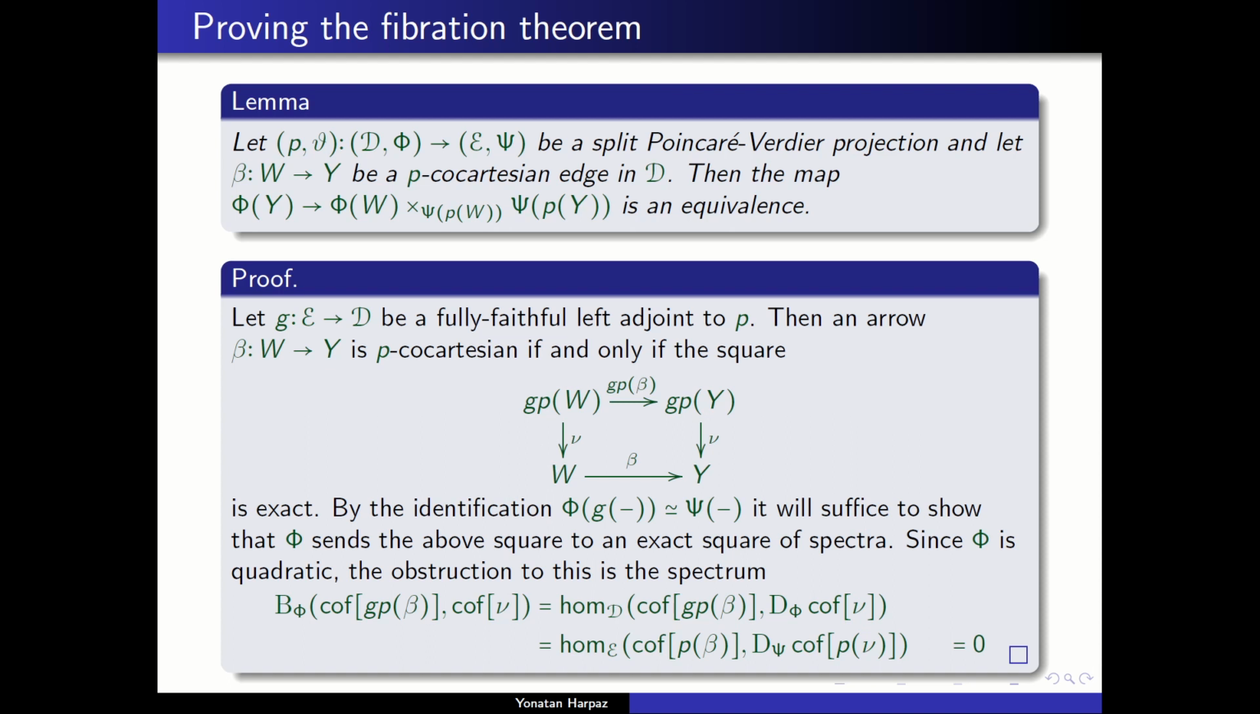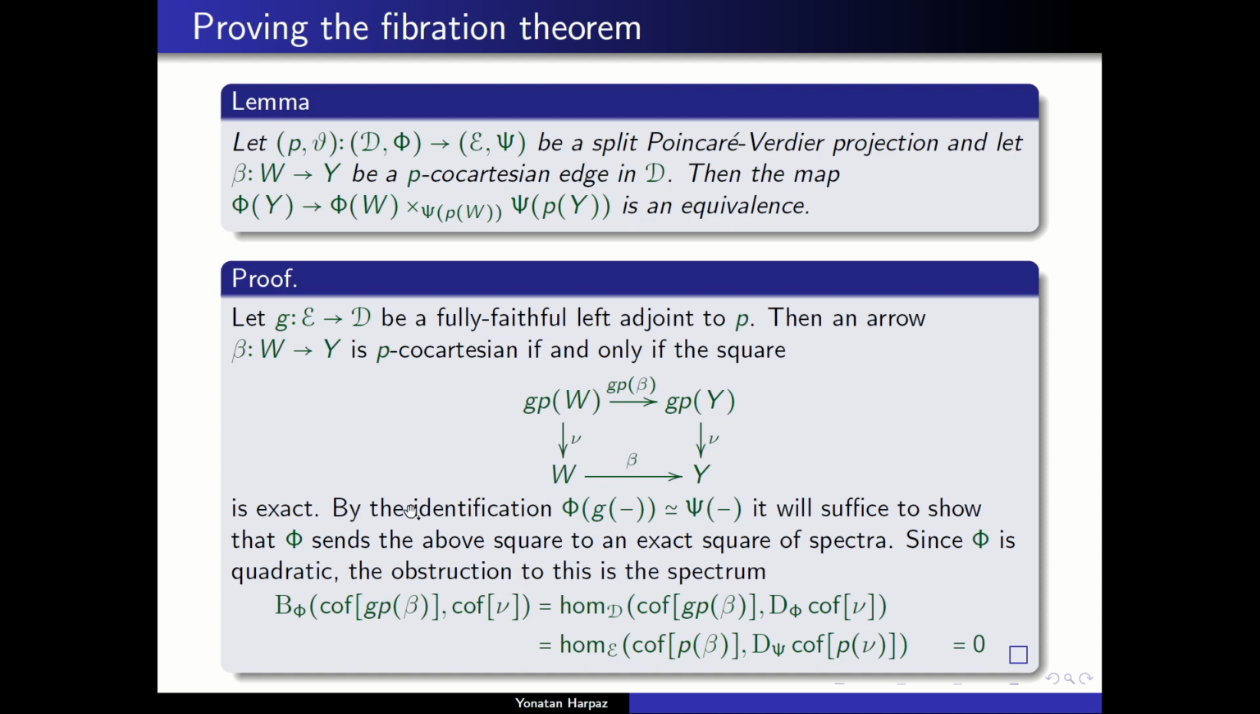Now, this is not automatic since phi is not an exact functor. However, it is not that far from being exact. It is only quadratic. For a quadratic functor, the obstruction to sending an exact square to an exact square of spectra can be measured by applying the bilinear part of the quadratic functor to the cofibers of the vertical and horizontal maps. Note here that since this is an exact square, the two horizontal arrows have the same cofiber and the two vertical arrows have the same cofiber. The value of the bilinear part on these two cofibers is what gives the obstruction to phi sending this exact square to an exact square of spectra.